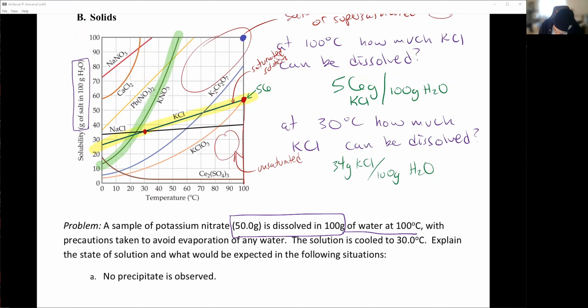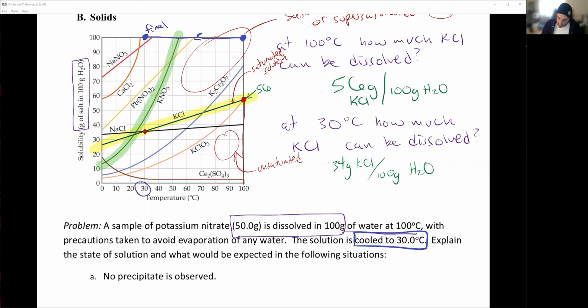It is dissolved with precautions to avoid evaporation of any water. The solution is cooled to 30 degrees Celsius. So we're going to cool this thing to 30 degrees. Cooling it down to 30 degrees, there's my 30-degree mark. And here we go. So we have essentially just gone in this direction to reach here. So this is the final state.